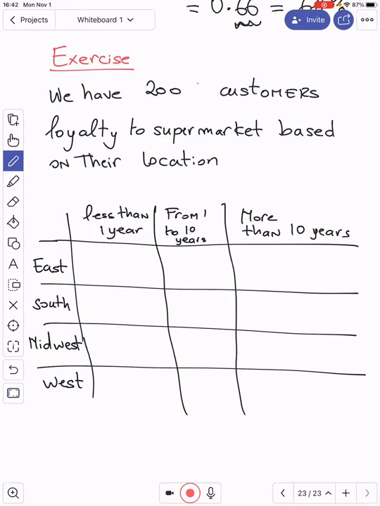So, for example, the number of customers from the east who have been loyal to the supermarket for less than 1 year is 20. The number of customers from the east who have been loyal from 1 to 10 years is 30. And for more than 10 years from the east, we have 10. Now we have another 10 here, and here it's 30. There's a 30 here.